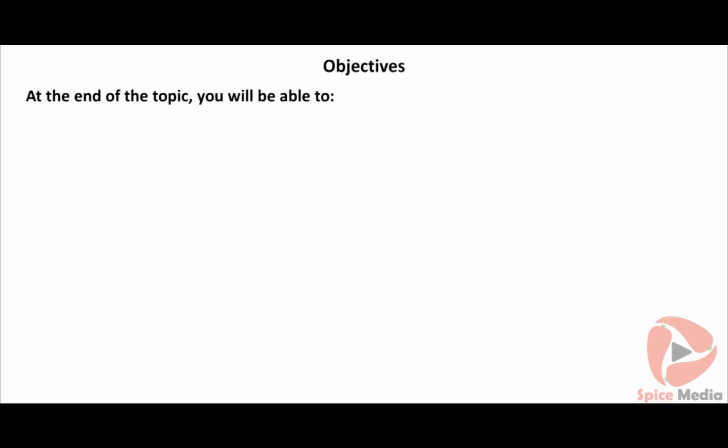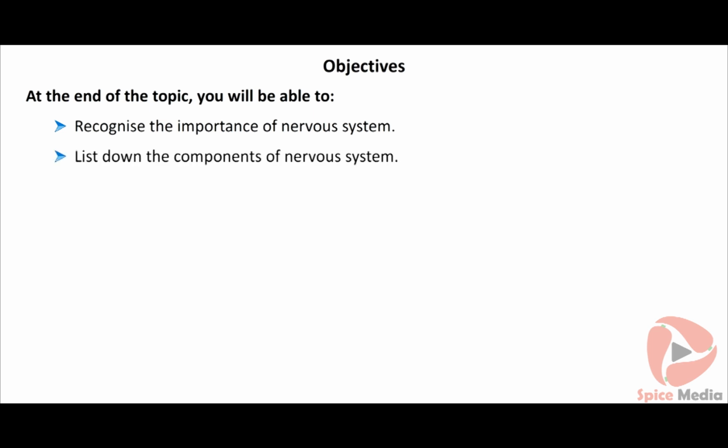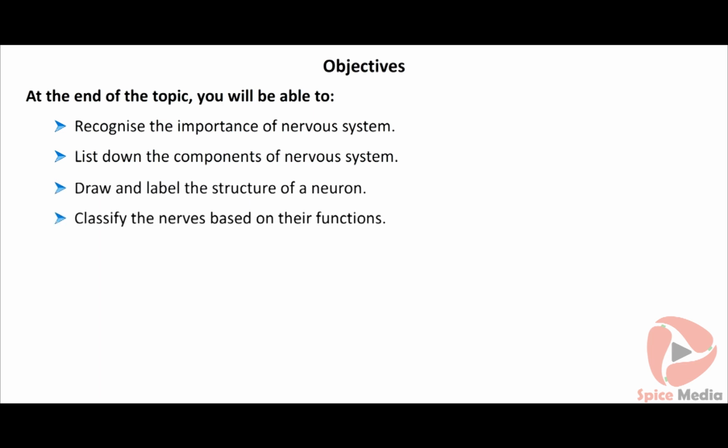At the end of the topic, you'll be able to recognize the importance of the nervous system, list down the components of the nervous system, draw and label the structure of a neuron, classify the nerves based on their functions, and discuss the facts about the human brain.